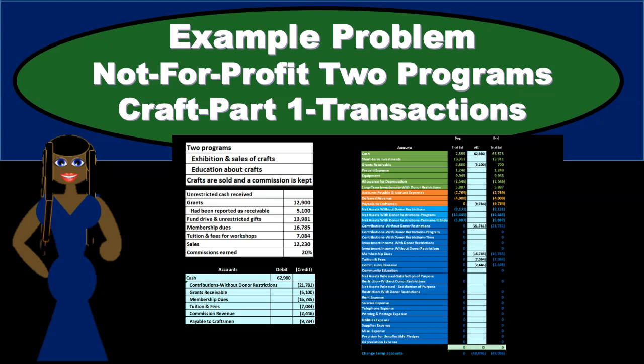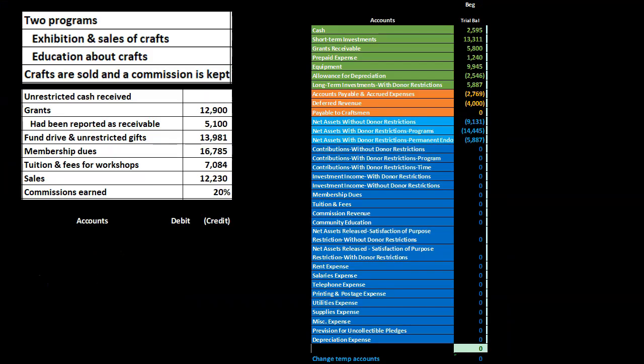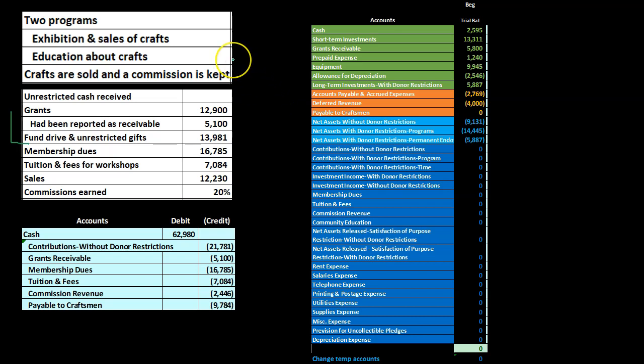In this presentation, we will take a look at an example problem related to a not-for-profit organization, which has two programs. We're going to be entering the transactions related to the not-for-profit organization here. We'll continue on with this example problem after that, recording things like the closing entry, allocation of expenses by function, and then the financial statements in future presentations.